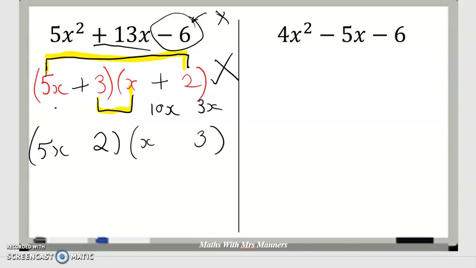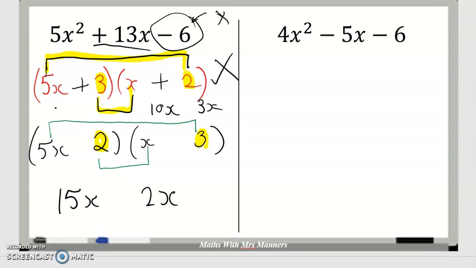But really, that's wrong. So I'm going to keep going back to the drawing board. I've got the 5x and the x. And this time around, instead of doing a 3 here and a 2 here, what I did was I switched the numbers. And what I can see now is that if I do my outside check, outsides, insides, the outsides give me 15x, the insides give me 2x.